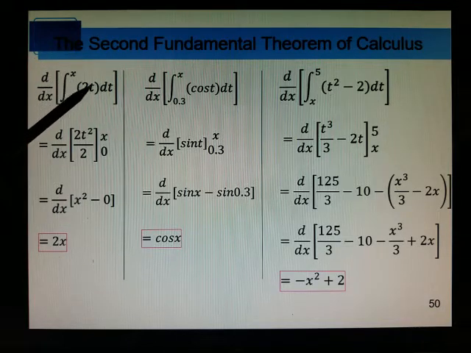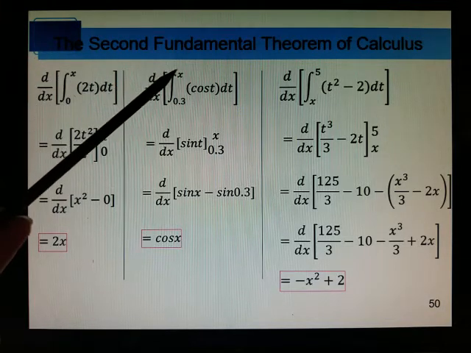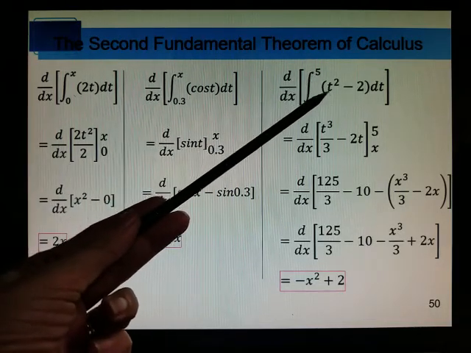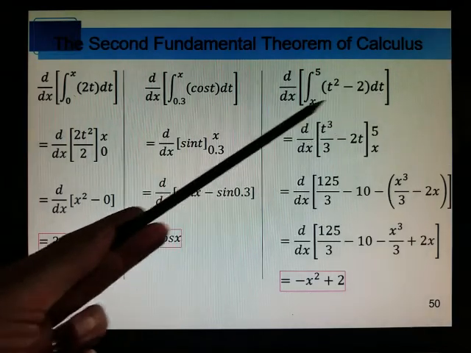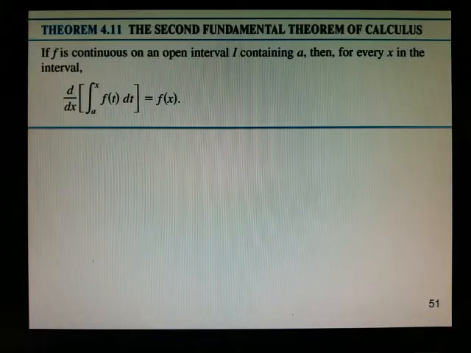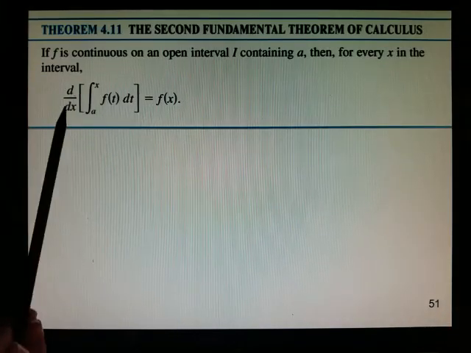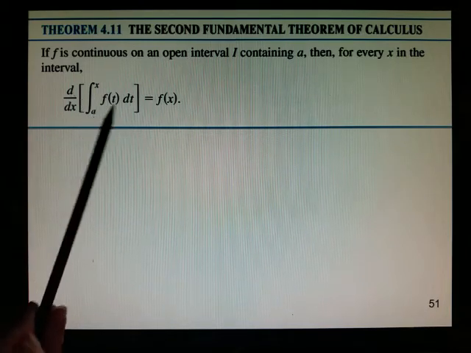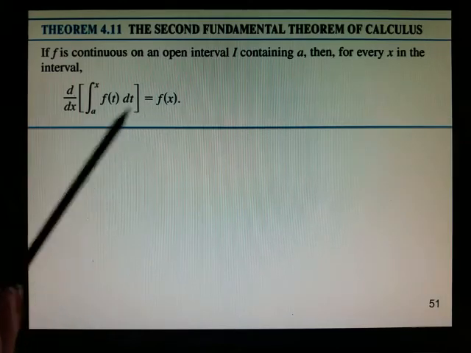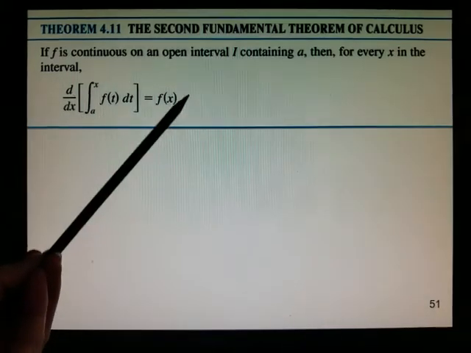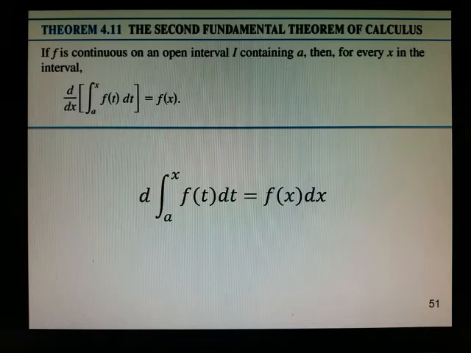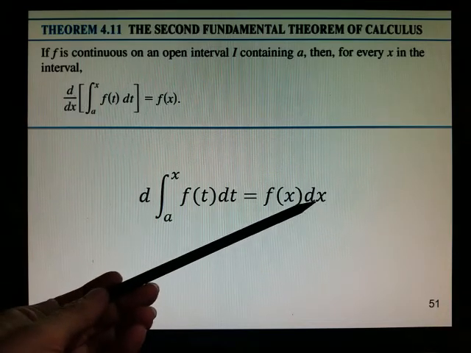Plug this x in, and the derivative of the x would be 1. Plug the x in, derivative of x, but that x is on bottom. That's the constant, so it would be negative x squared plus 2. The derivative of the x is 1. And there's your rule for it. So if you have the derivative of the integral of a to x, again, that's a constant, that's a number, then it would be equal to your f of x. And I prefer to write this dx right here at the end, so that way I don't forget to take the derivative of what that is. Okay, so like I said, I prefer the dx here.